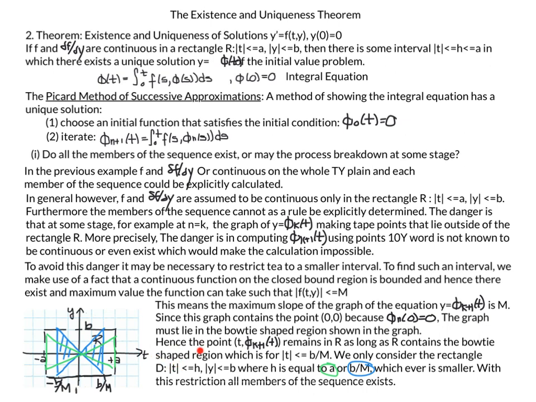that the absolute value of t is less than or equal to h, and the absolute value of y is less than or equal to b, where h is equal to a or b over m, whichever is smaller. And with this restriction, all members of the sequence exist. So these are the two important values for h. So this is our new domain. And actually, that's also what we have up here in our theorem.